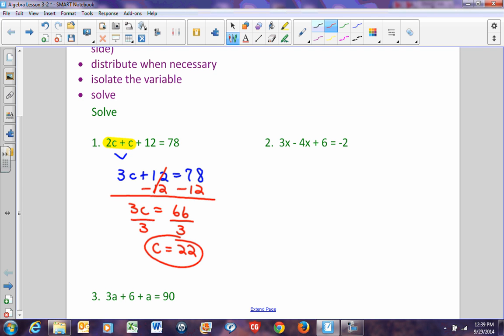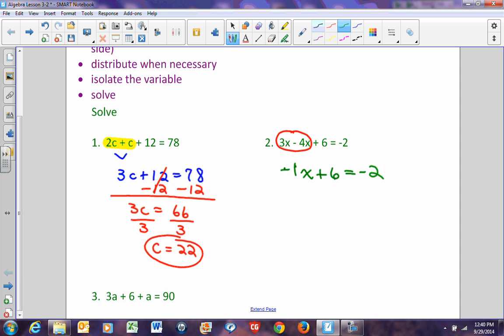We have 3x minus 4x plus 6 equals negative 2. Again, there's no distributing I need, but there are some like terms. This 3x and 4x can be combined together to make negative 1x. Be really careful, don't lose your negative signs. 3x minus 4x is negative x, or negative 1x if you prefer, plus 6 equals negative 2.